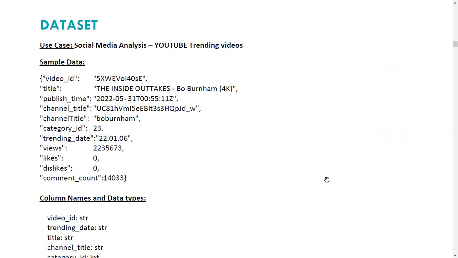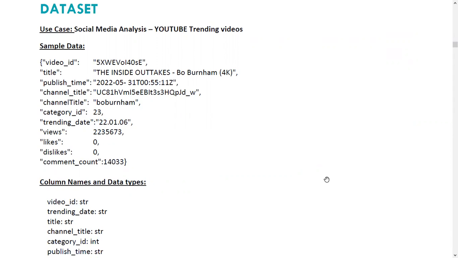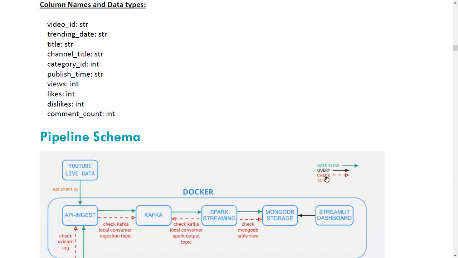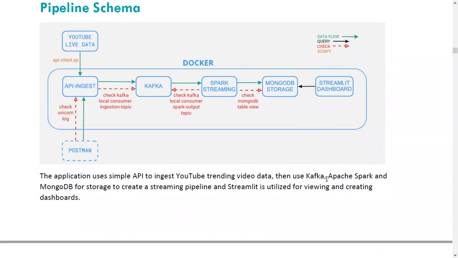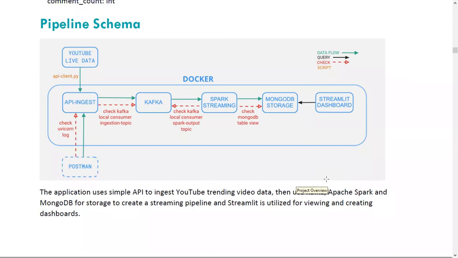The data that's actually fetched from YouTube looks like this, as you can see on the screen. The column names and data types are also identified. Now the most important thing about this project is this pipeline schema that is used to build this communication line. So YouTube live data is fetched using an API client Python script and developed into an API ingest.